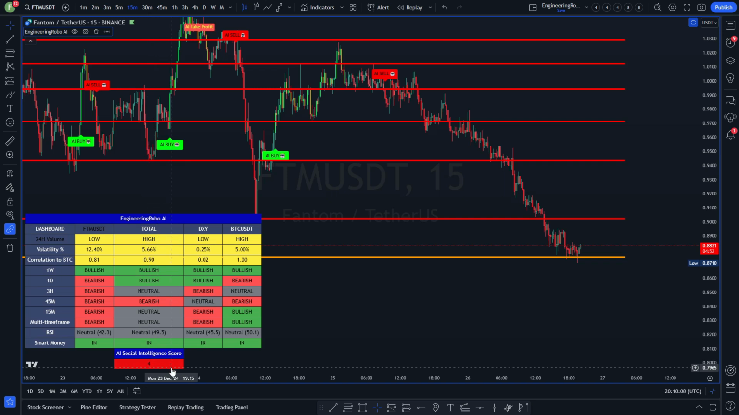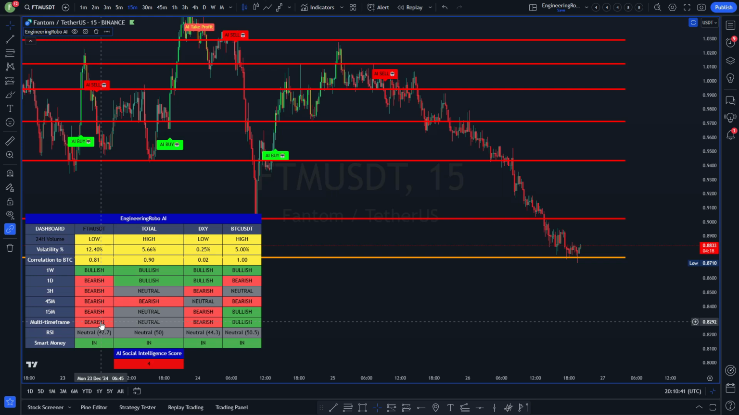The AI social intelligence score curates many social media sentiments to then provide a score, where the indicator actually crunches those numbers and provides a verdict back to us. Smart money is in, and we don't know when the smart money entered, but on this time frame, smart money is already in on this pair. RSI is neutral, and we can see across the board it is bearish.